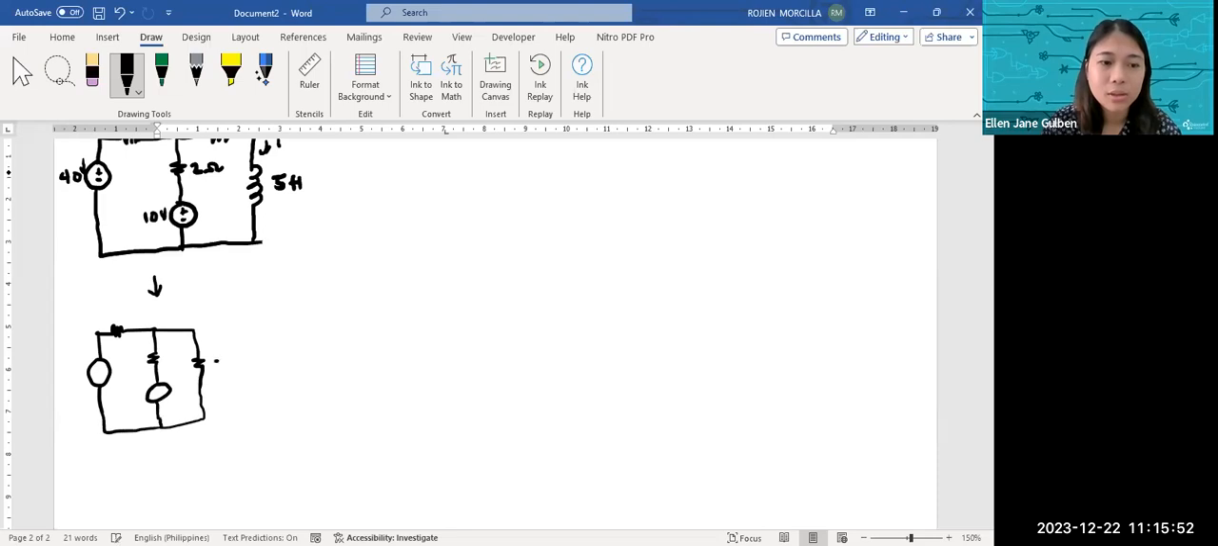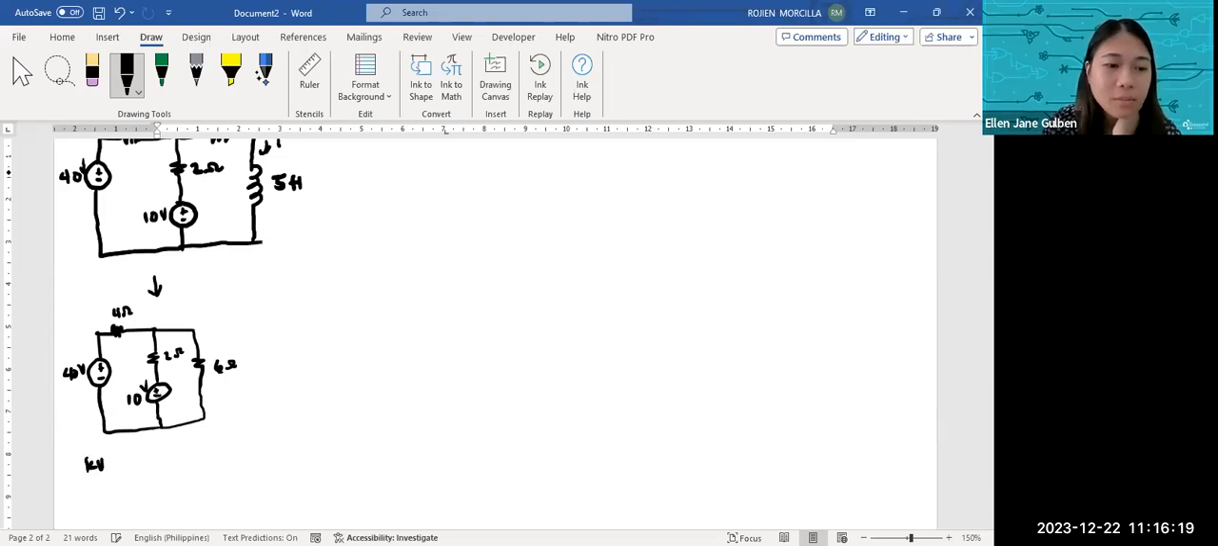This is your 6 ohm. This is your 2 ohm. This is our 4 ohm. This is 40 volts. This is 10 volts. Okay. So, how much is the current of the 6 ohm? You can do KVL or mesh.